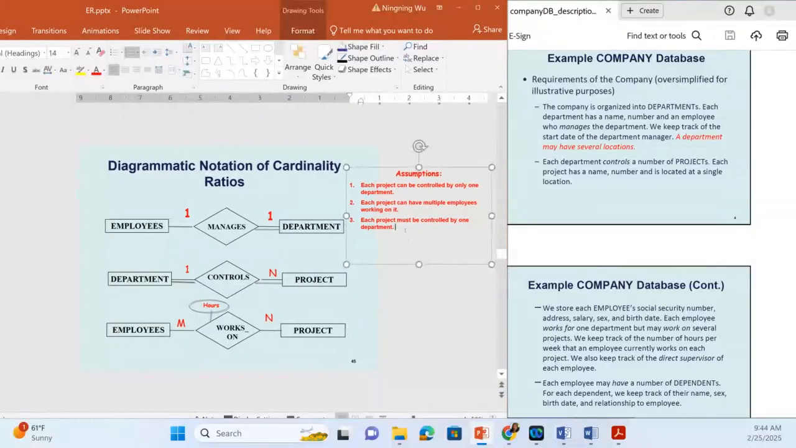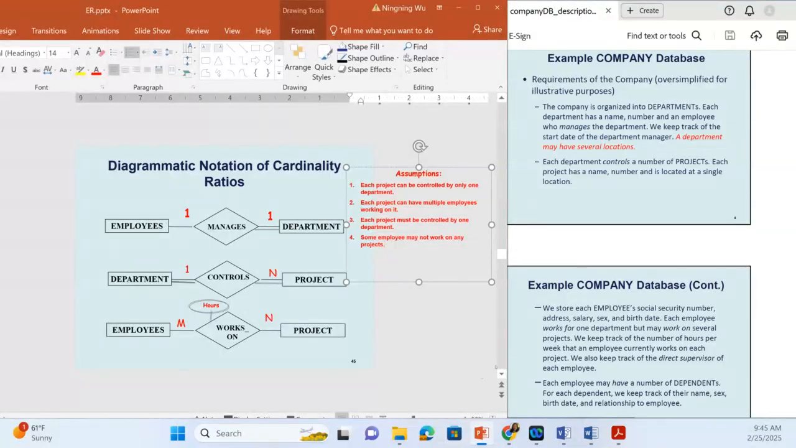So that's why I may want to make another assumption. I assume that some employees may not work on any project. If that is true, then I believe this single line means that the employees' participation is partial, because only some employees participate in this works on relationship, not all of them. But if you make a different assumption, then you just draw a double line if you want to make sure that each employee must work on some project.